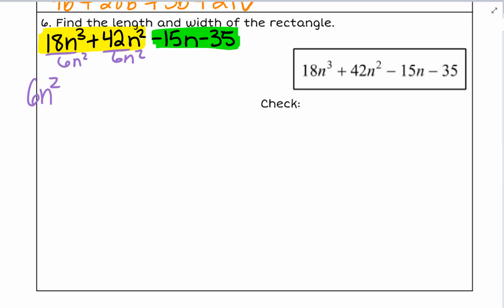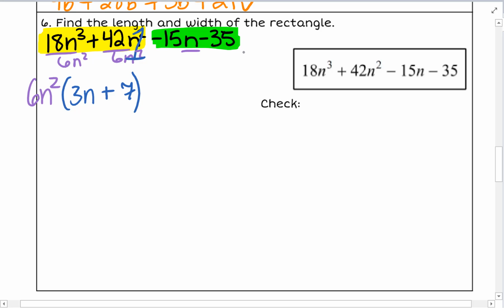What do we get when we divide each of these terms by the GCF of 6n squared? Time to find the GCF of the second group. I see here there's an n to the power of 1, but here there's no n at all, so n is not a part of this GCF. Let's look at those numbers.